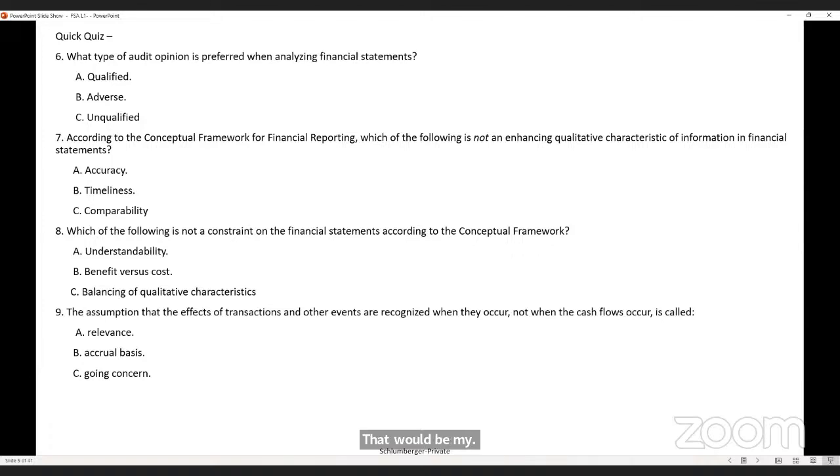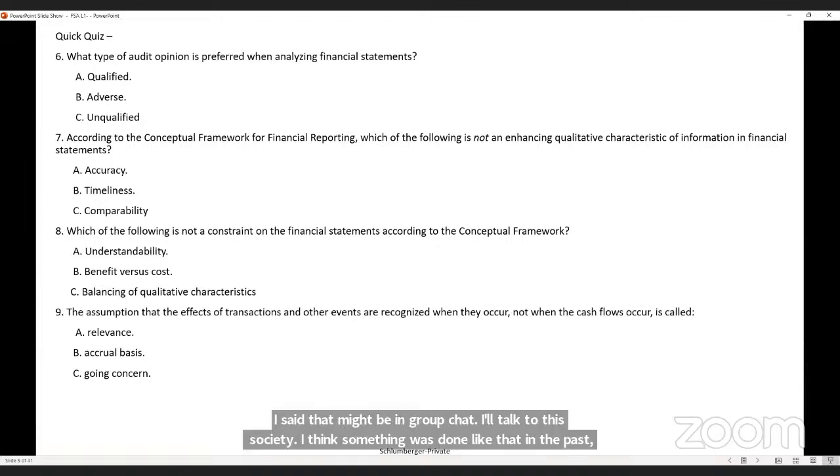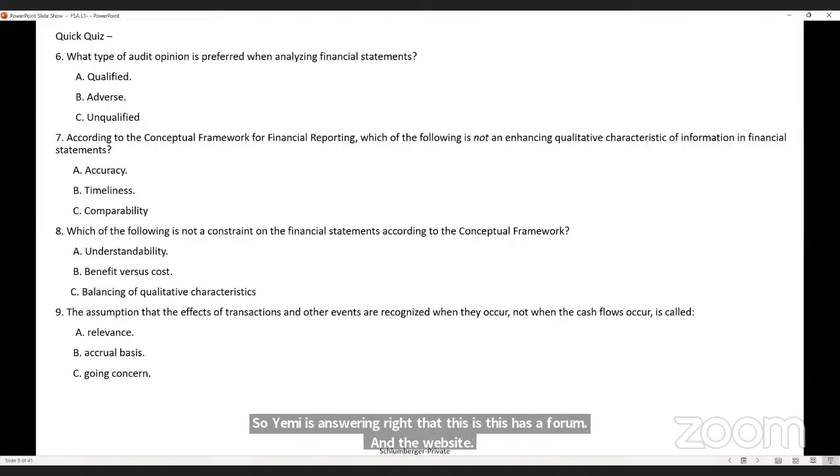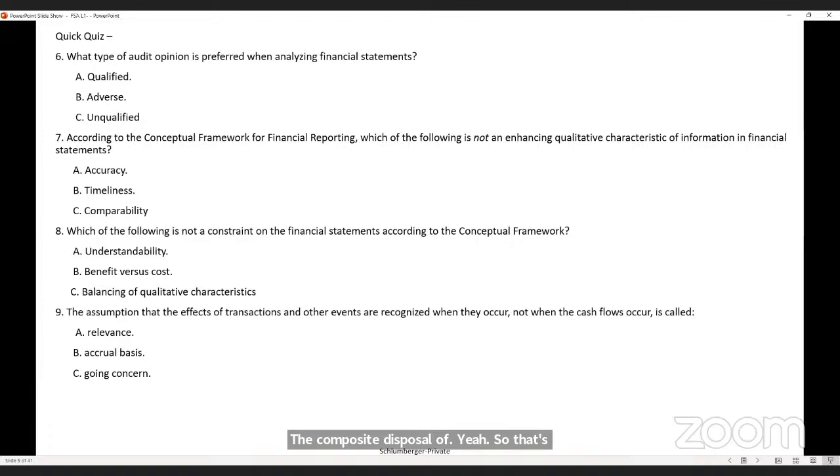Yes, like I said, there might be a group chat. I'll talk to the society. I think something was done like that in the past, right? So I don't know yet. So you guys can have that, right? Yeah, so Yemi is answering, right? That the CFA society has a forum on the website that can host a discussion where facilitators like Shegun can. Yeah, so that is what I'm saying. So go there, register.